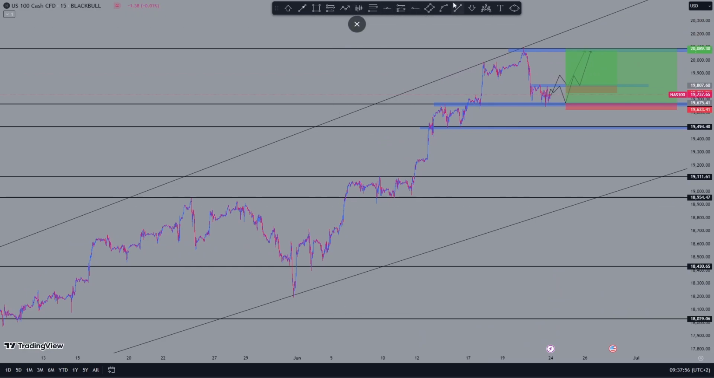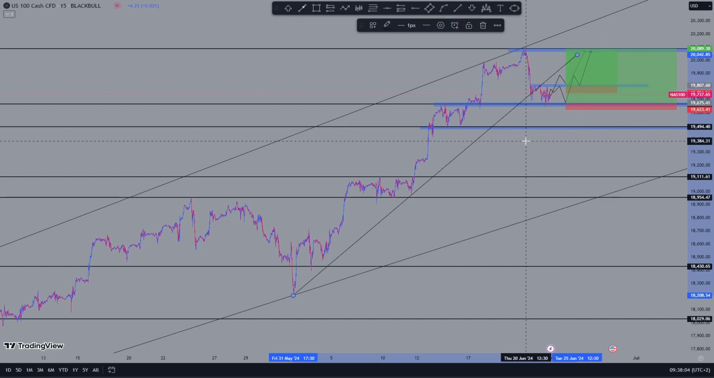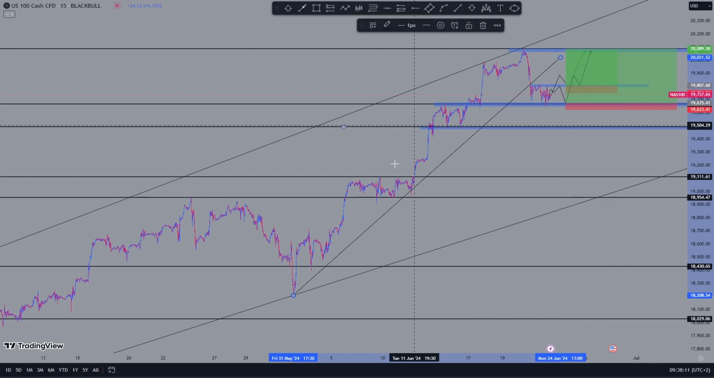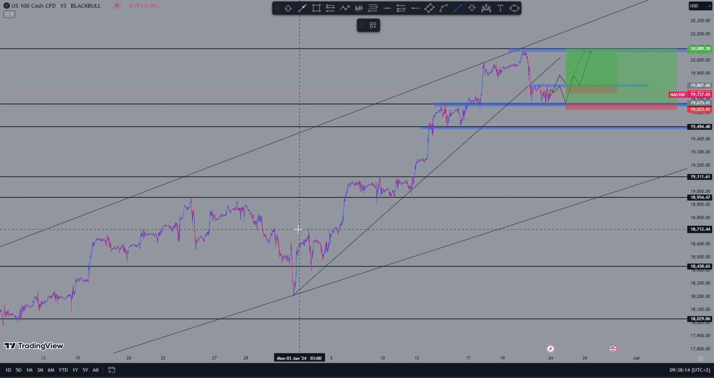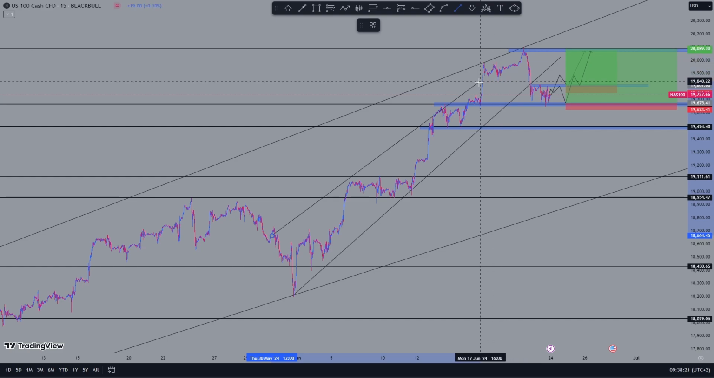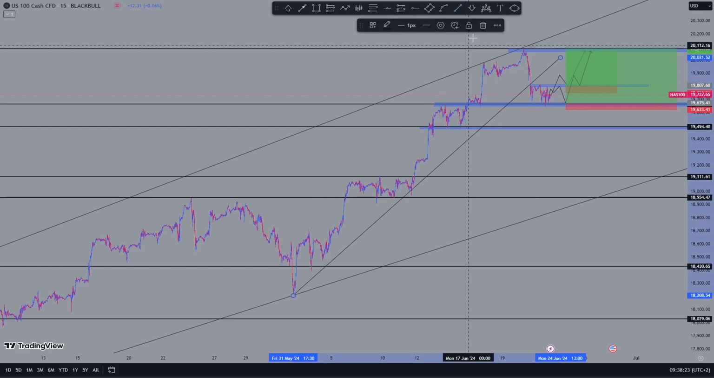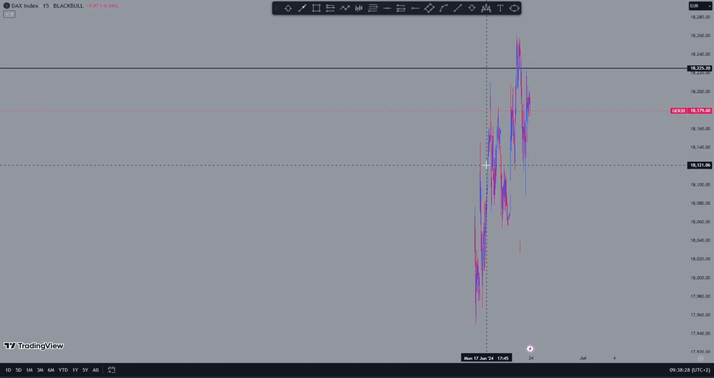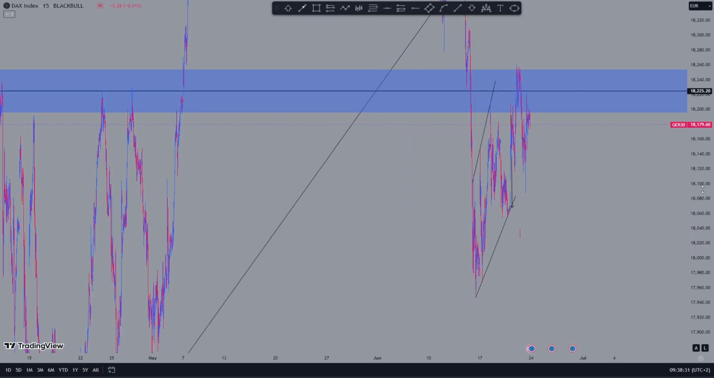So let me just see. I see some kind of trend here that is happening, but it feels like I'm forcing it, so I'm not going to put it. So that's what I'm expecting on NAS 100. So now let's push to another index, which is German 30.